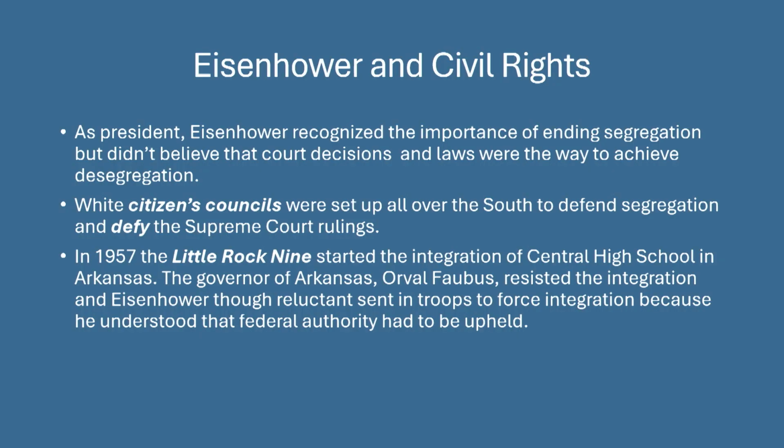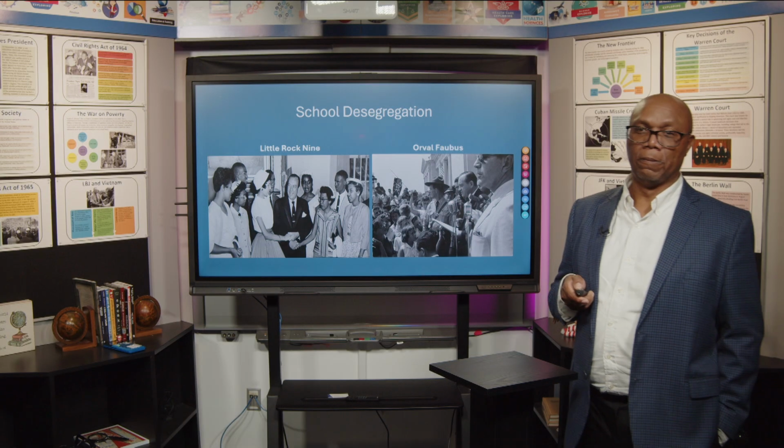White Citizens Councils were set up all over the South to defend segregation and defy the Supreme Court rulings. In 1957, the Little Rock Nine started the integration of Central High School in Arkansas, and the governor of Arkansas at that time was Orval Faubus, and he resisted integration. Eisenhower, though reluctant, sent in troops to force integration because he understood that federal authority had to be upheld.